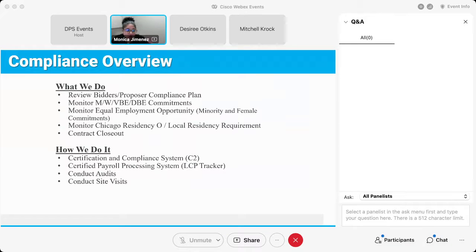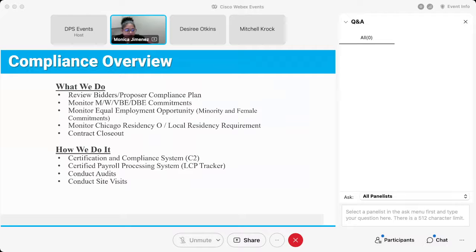So what do we do? The unit is responsible for reviewing compliance plans once before a contract is awarded. They're also responsible for monitoring MBE/WBE commitments that have been made on a contract. Their responsibility also includes the monitoring of equal employment opportunity, Chicago residency, and local residency, as well as completing the contract closeout process.